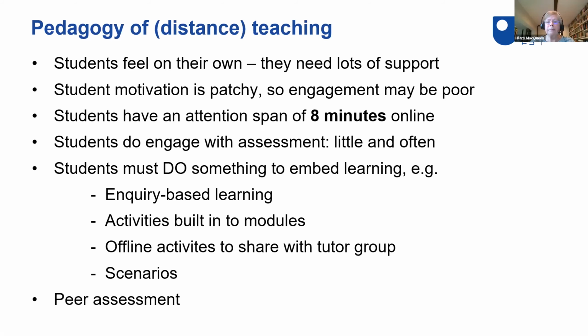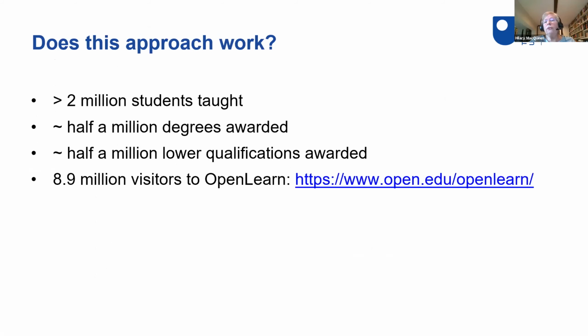So I've told you all about our marvelous approach to everything and how brilliant we are and all the rest of it. Does it actually work? Well, the OU has taught more than 2 million students right across the world. We've awarded about 500,000 degrees. We've also awarded about 500,000 lower qualifications. So that's certificates, diplomas, foundation degrees, all the sort of sub-bachelor's level.